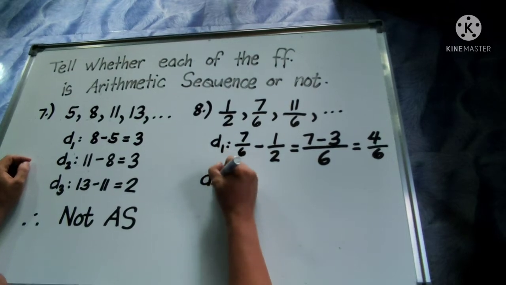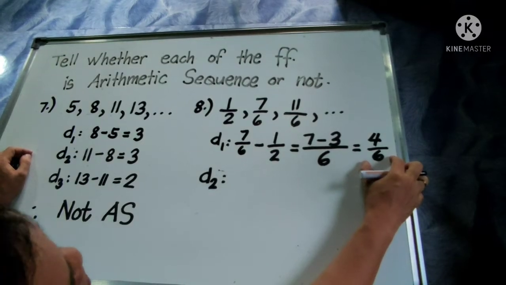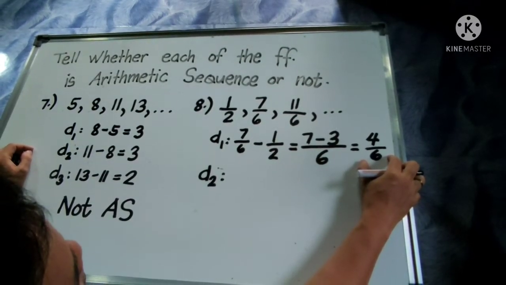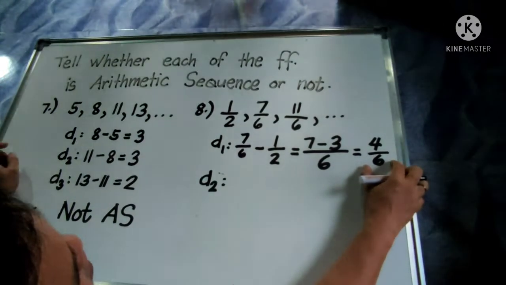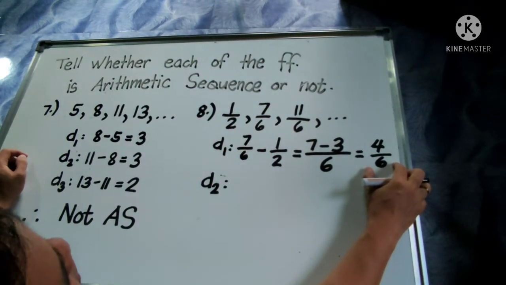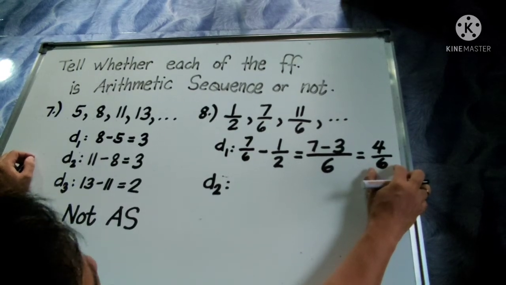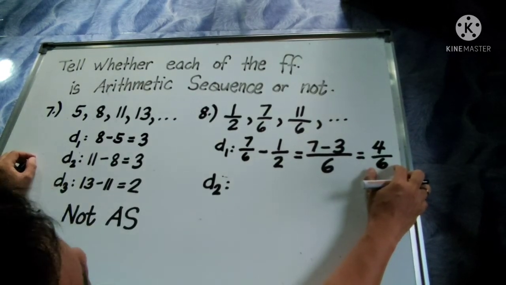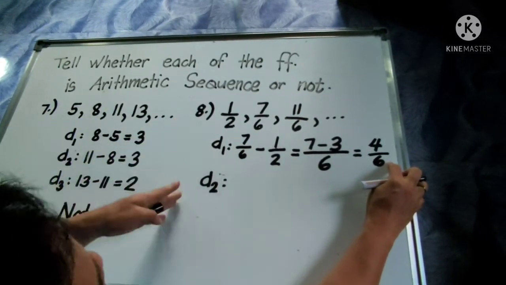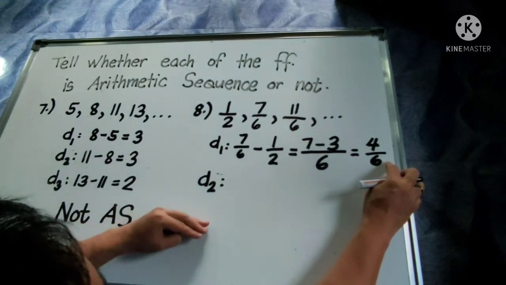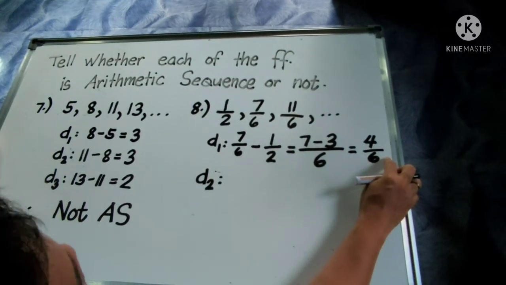Now let's proceed to our second difference. So this is not in lowest term. You may or may not express it in the lowest term, because our target here is just to determine whether the differences are the same. So it's not really necessary to express the final answers in the lowest term, unlike if our target is to solve for the difference. Then you really need to express your final answer in the lowest term. But in this case, this is not our major task. Our major task is to tell whether it's an arithmetic sequence or not. You may or may not express the final answer in lowest term.